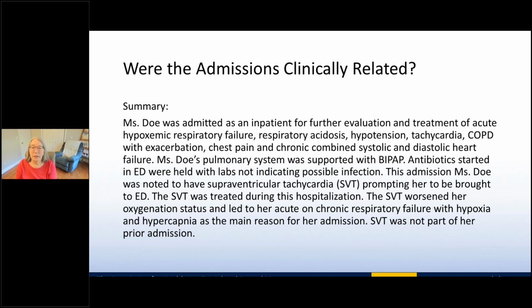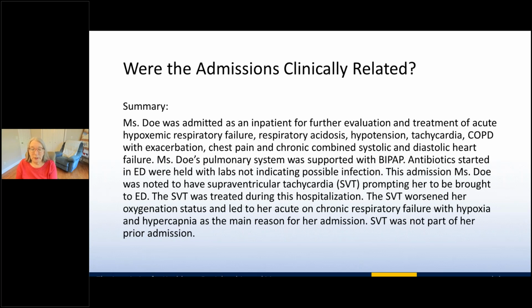So she was admitted as an inpatient for further evaluation and treatment of acute hypoxic respiratory failure, respiratory acidosis, hypotension, tachycardia, COPD with exacerbation, chest pain, chronic combined systolic and diastolic heart failure. Okay, all of those diagnoses that she had. Her pulmonary system was supported with BiPAP. The antibiotics that were started in the ED were held because her labs didn't indicate a possible infection, which could be a trigger for COPD exacerbation, but that wasn't the case here.